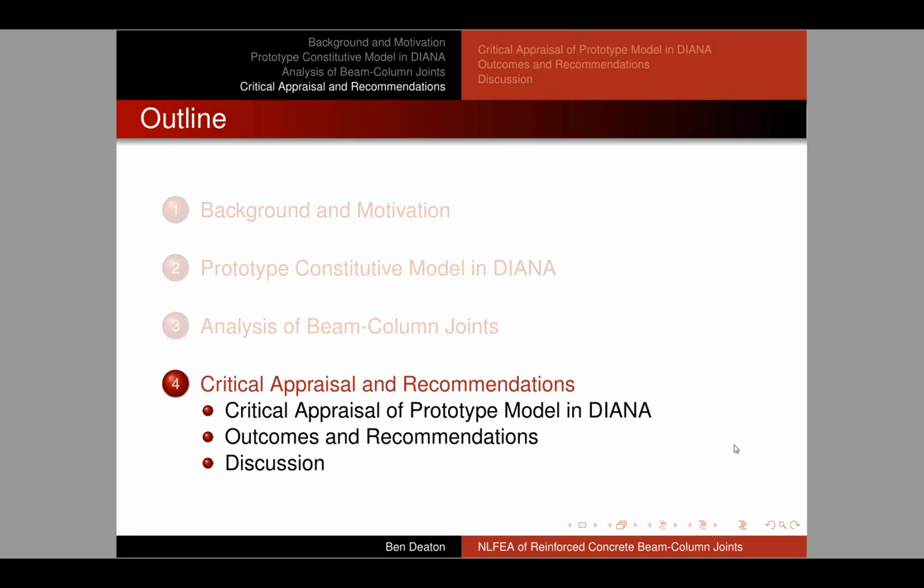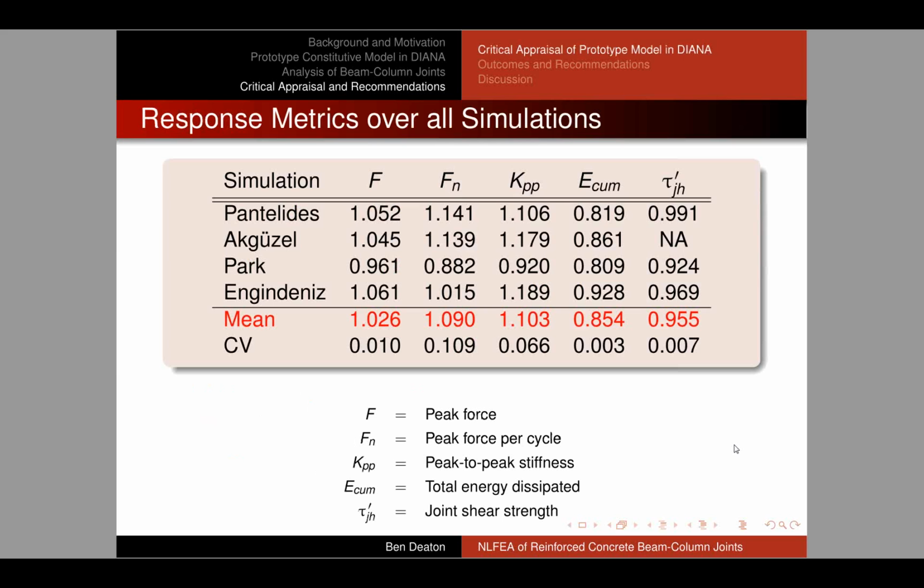Well, I'd like to conclude by summarizing how the model did, and then I'll discuss some outcomes and recommendations. So I've compiled the various response metrics over the 4 beam column joints that I studied. So these are the 4 specimens. The first is, again, the one-way joint, and then the joint with transverse beams and no slab, and finally the 2 specimens with transverse beams and slab.